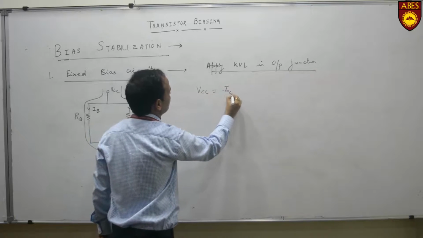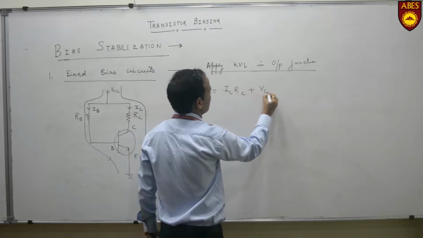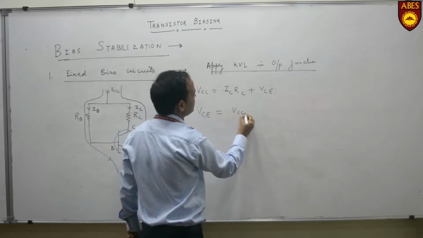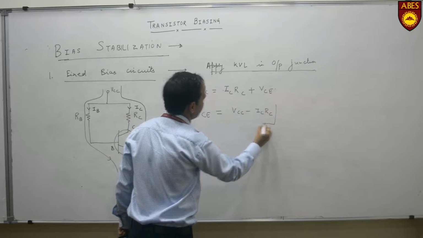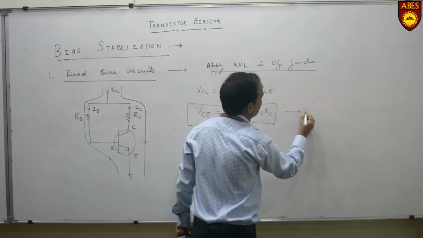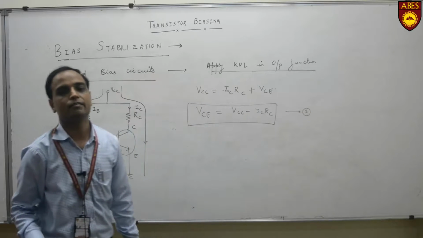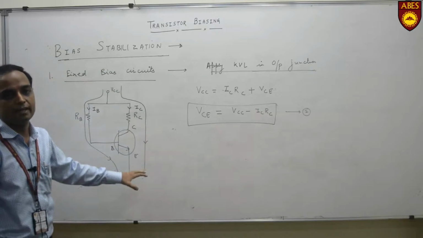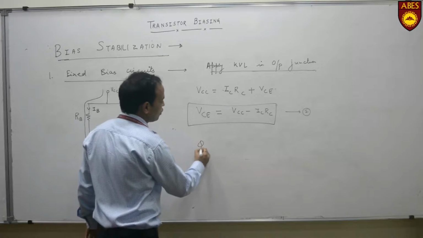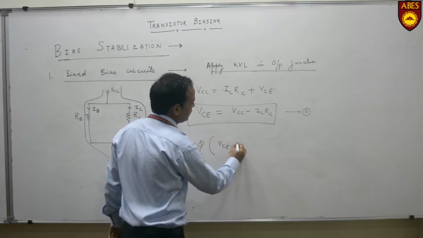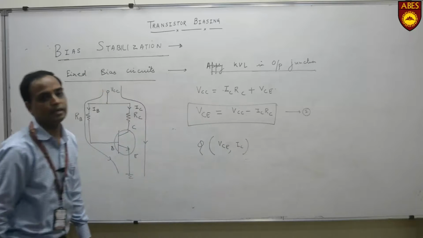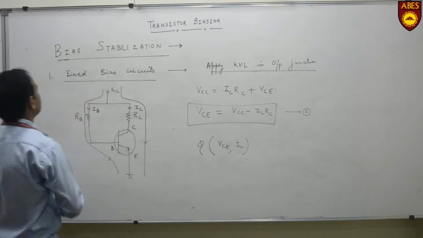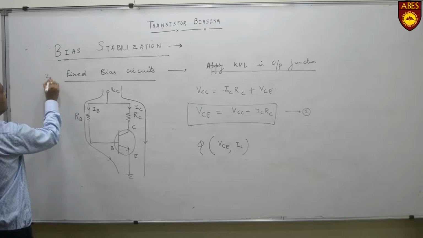VCC is equal to ICRC plus VCE. From here we have VCE is equal to VCC minus ICRC. So this is the second elementary point that we wanted to find for the Q point. Therefore, in a fixed bias circuit, we are now very much aware of the values of the operating point, which I have already told you is the point which has the coordinates of VCE and IC. Let's move to the second biasing circuit.